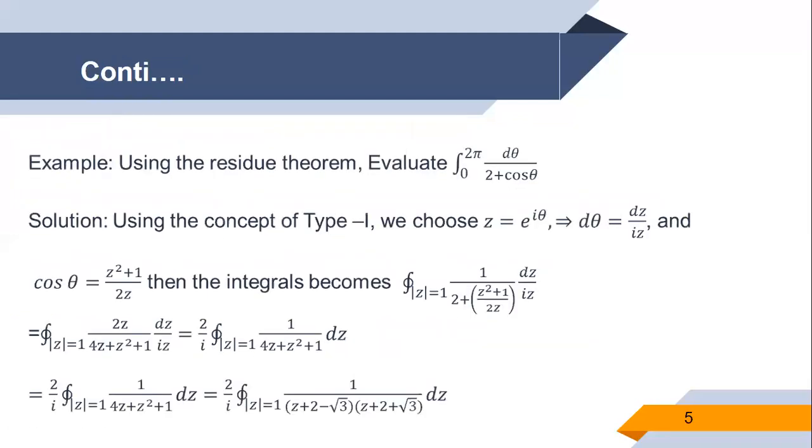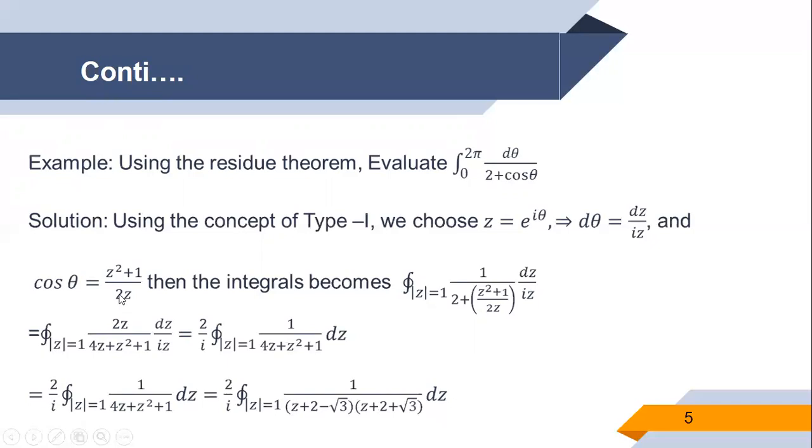Next example. Using the residue theorem, evaluate the integral from 0 to 2 pi of d theta upon 2 plus cos theta. Similar to the procedure of example 1, the previous example, we choose z is equal to e raised to i theta. So we write d theta is equal to dz upon iz, and cos theta is z square plus 1 upon 2z.